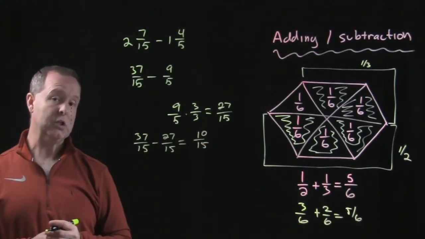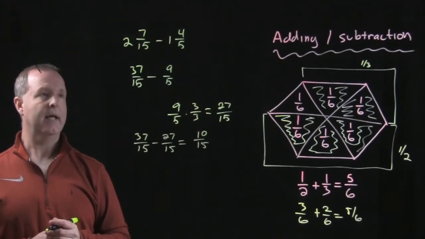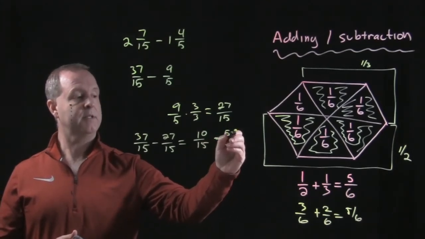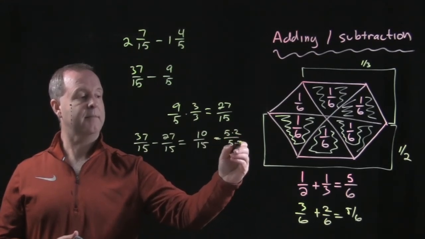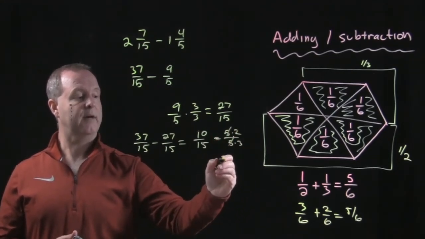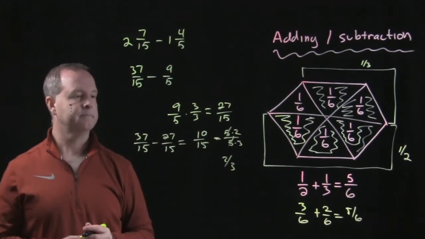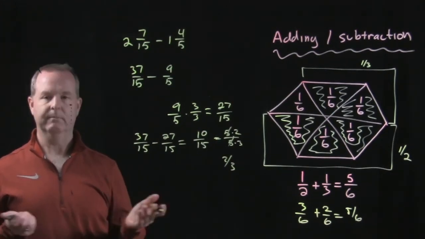And 10/15 looks like it can reduce down. That's a 5 times a 2 over a 5 times a 3. 5's factor out. I'm left with 2/3. Yep, I'm all right with that.